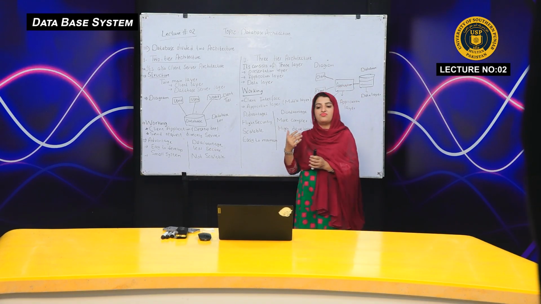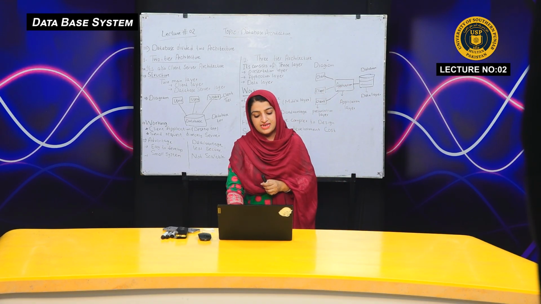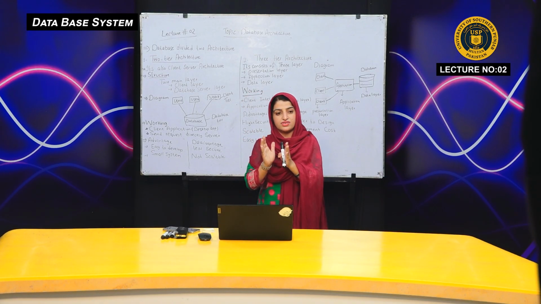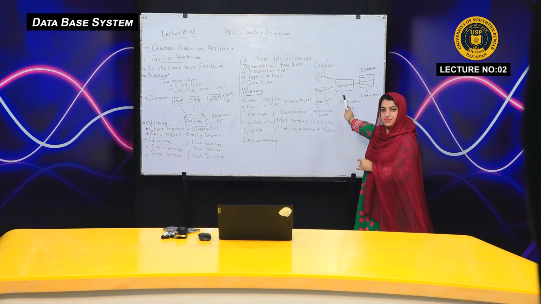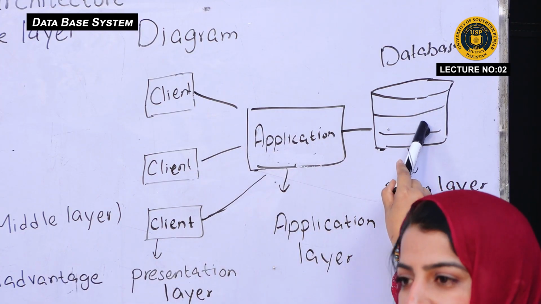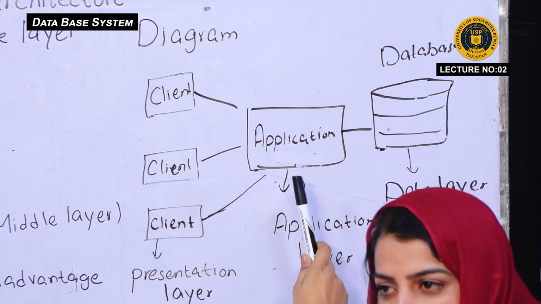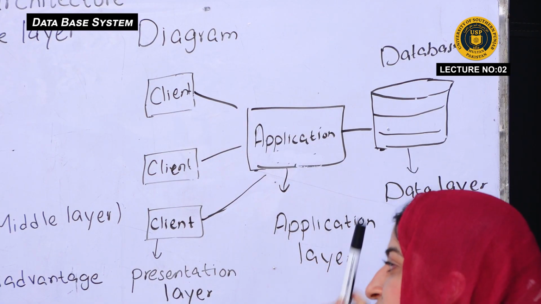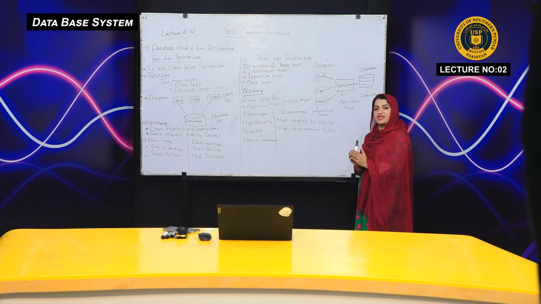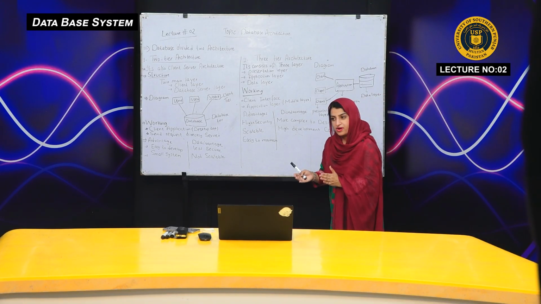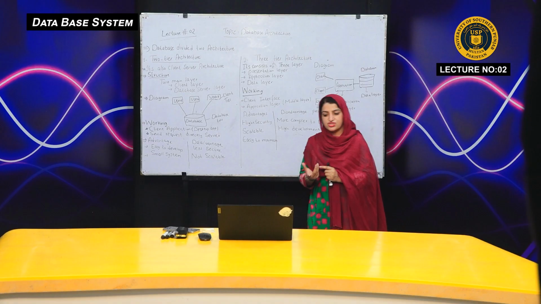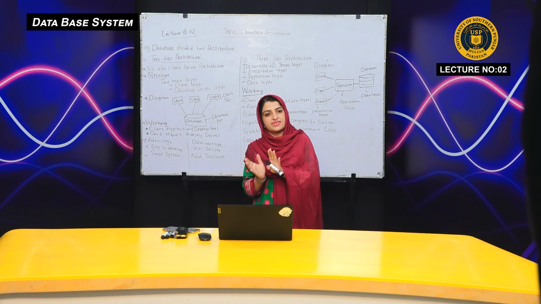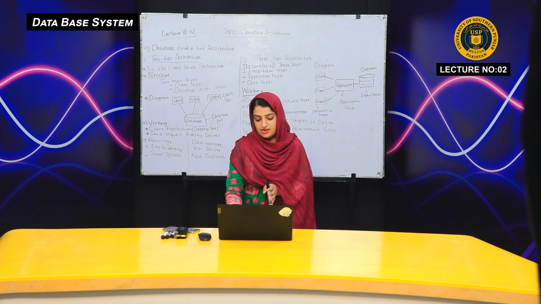Now I will explain the working of three-tier architecture. The user interacts with the client interface, and the request goes to the application server, not directly to the database server. The user requests the application layer and the application requests the database server. That is the reason the data is secure in three-tier architecture. It is an advantage of three-tier architecture. The application layer processes the request, and the result is sent back along the same path.